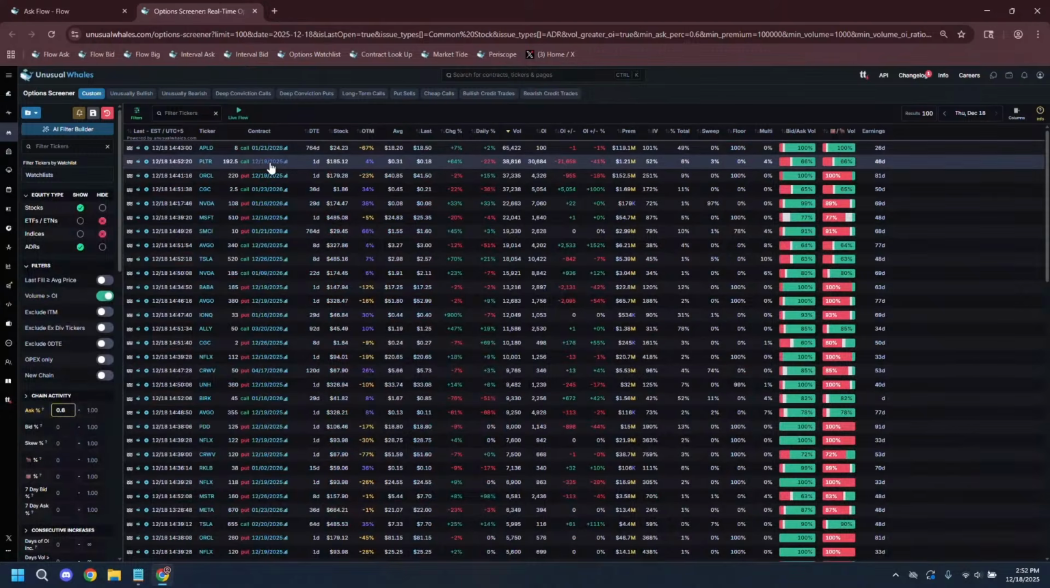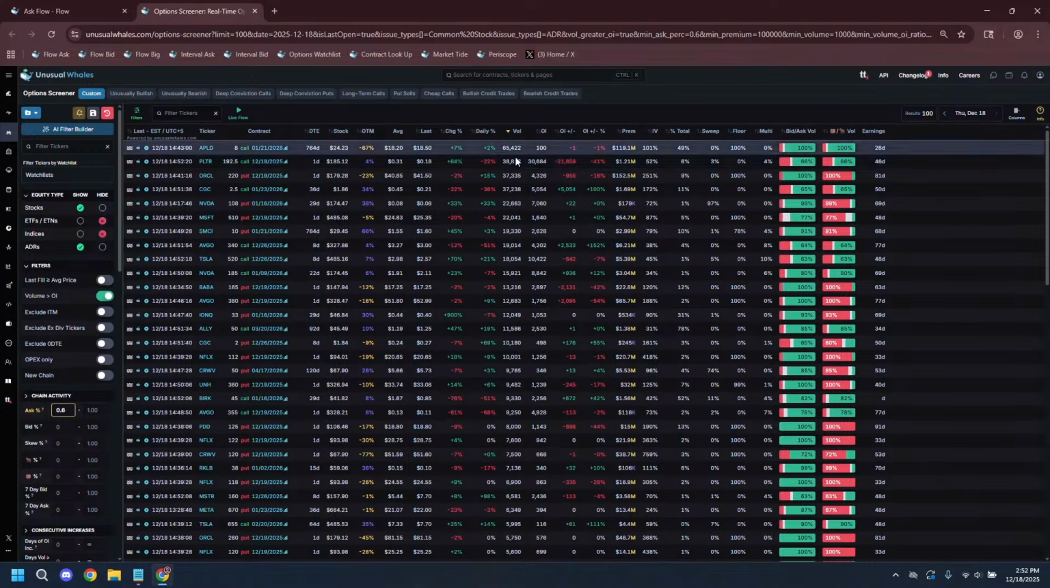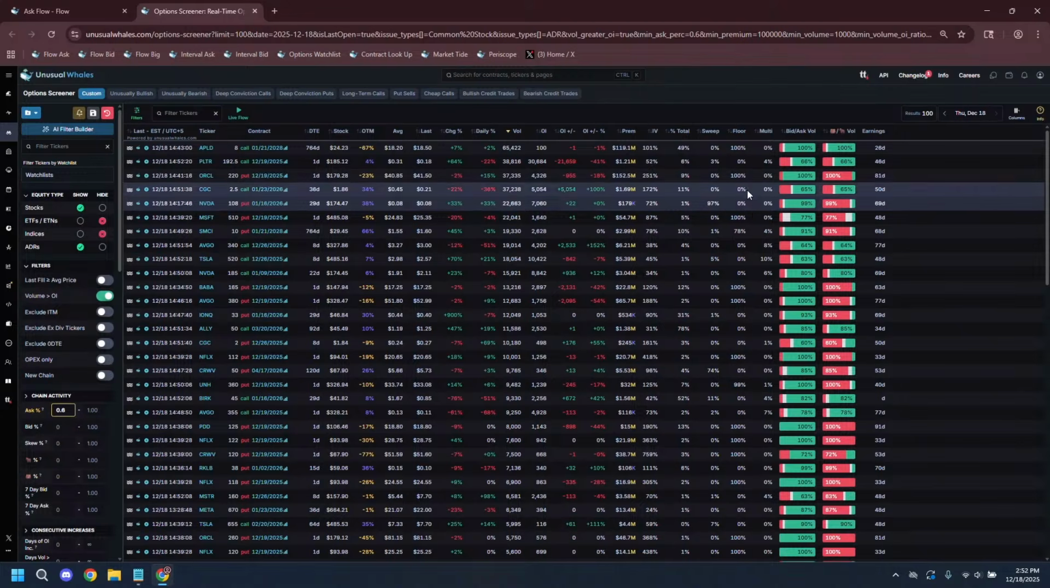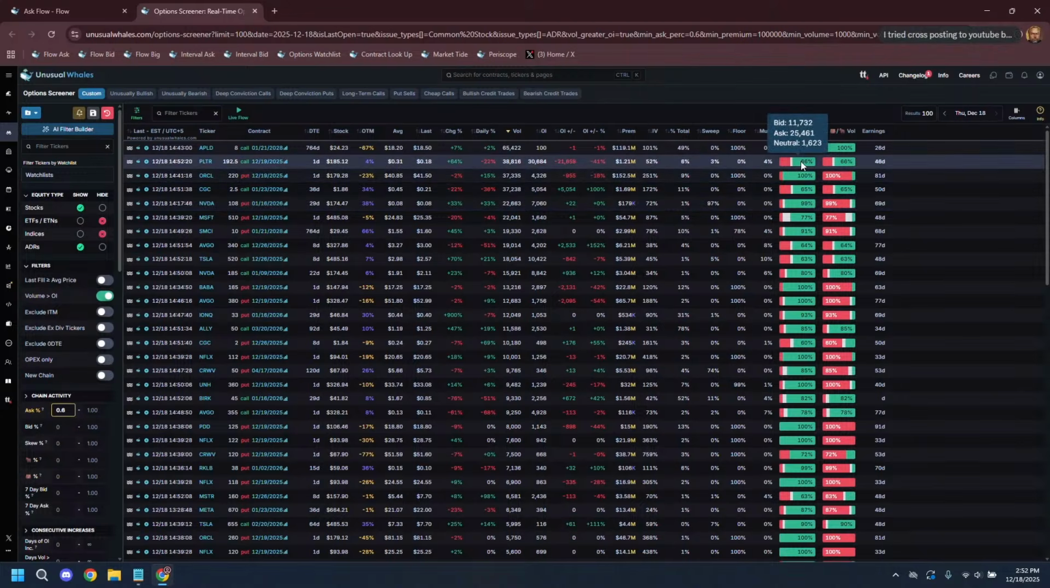So back to the screener real quick here. So most of these, I guess, what happened here? Volume is greater than open interest. Okay, yeah. So here's an example of a contract that is on the screener that I don't think is anything worth looking at. We have the Palantir tomorrow expiration 192.5 strike calls, which do have more volume than open interest, 38,000 to 30,000. They are trading 60% at or closer to the ask.